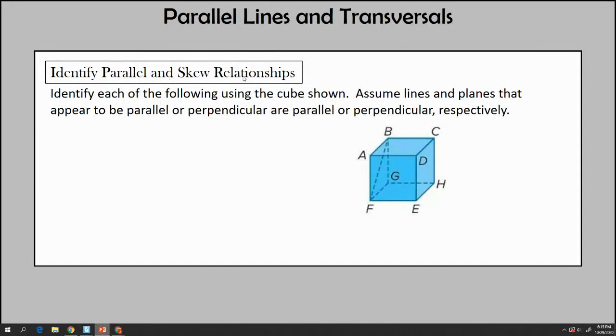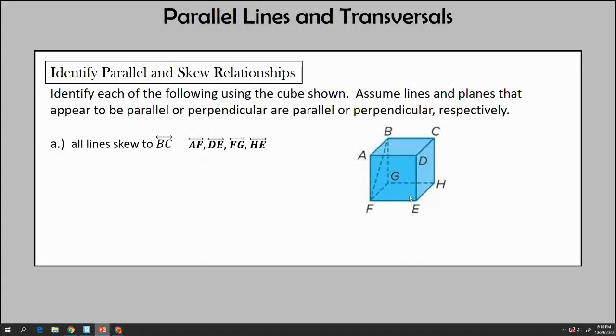All right, identify parallel and skew relationships. This is a pretty common example. They give you a cube and ask you to name a couple things. For example, name all lines that are skew to BC. So here's BC. We're asking for all lines that are skew to it, so not parallel to it. AD is parallel to it. FE is parallel to it. And GH is parallel to BC. CD intersects it. AB intersects it.